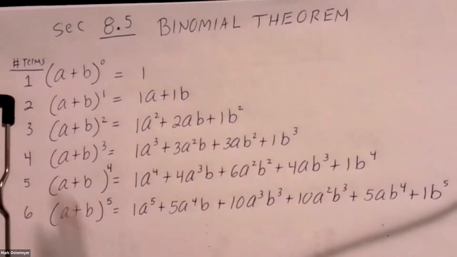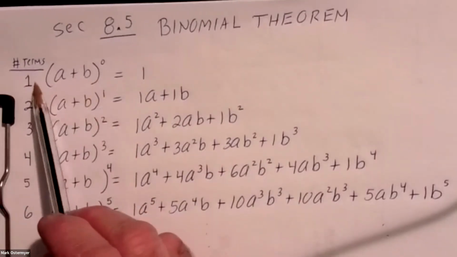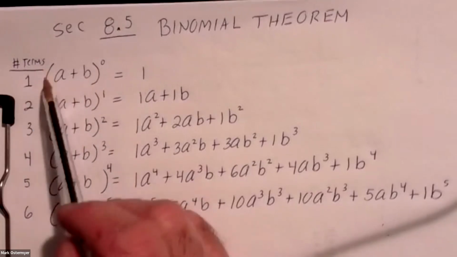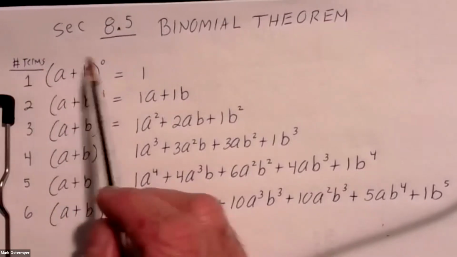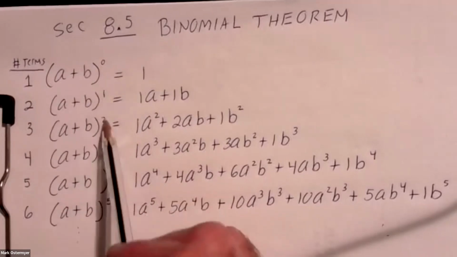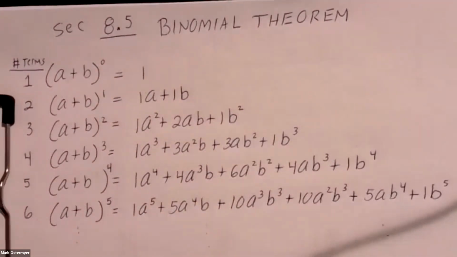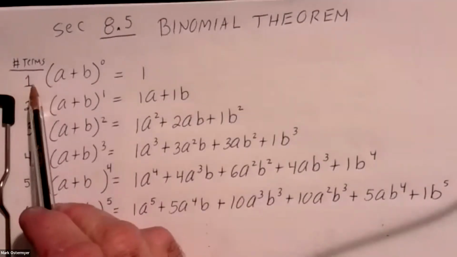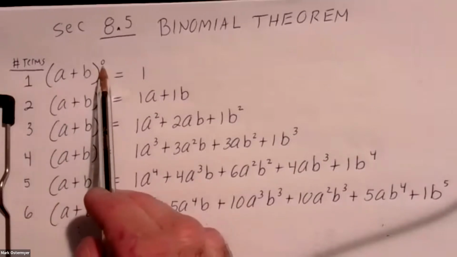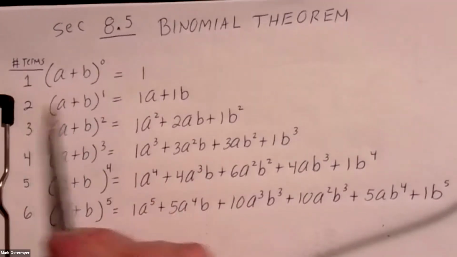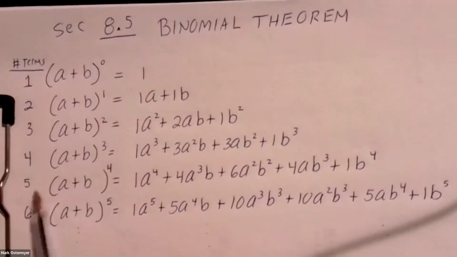So how does the number of terms in these expansions relate to the exponent or the power the binomial is raised to? How does 1 relate to 0, 2 to 1, 3 to 2, 4 to 3, 5 to 4, 6 to 5? What's the relationship? Anybody? It's just the exponent plus 1. So the number of terms in our binomial expansion is always one more than the power the binomial is raised to. Okay, notice that. Interesting observation there. That'll become important later on.